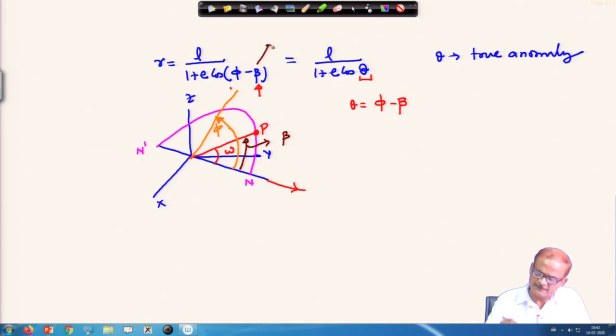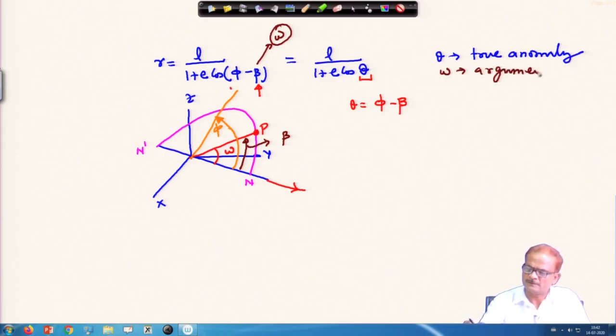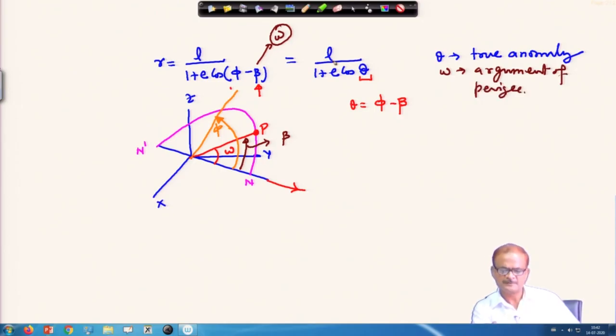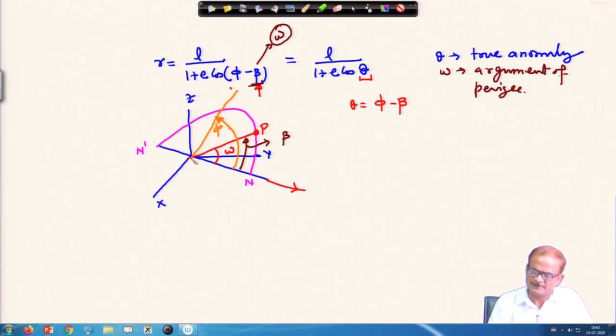So, in this case, whatever beta is appearing is nothing but your small omega, which is the argument of perigee. But the argument of perigee we have derived in some other way; the fact is that the beta appearing here was nothing but the argument of perigee. It is being referred to a certain reference line. So, phi is being referred to the line n prime o n, and then beta is to this place. Therefore, this angle is your theta, which is shown here.